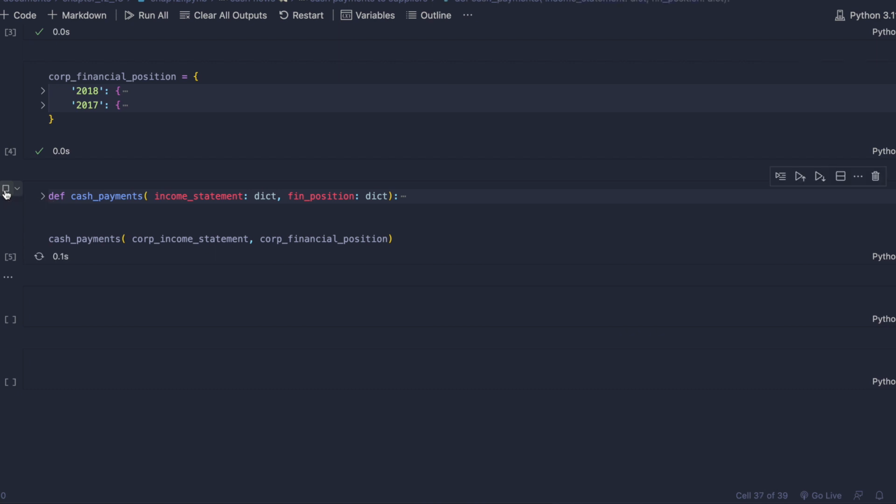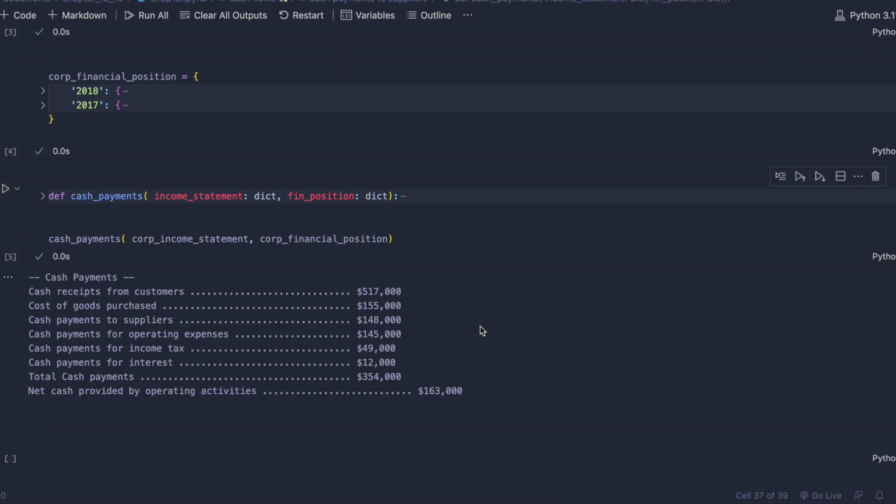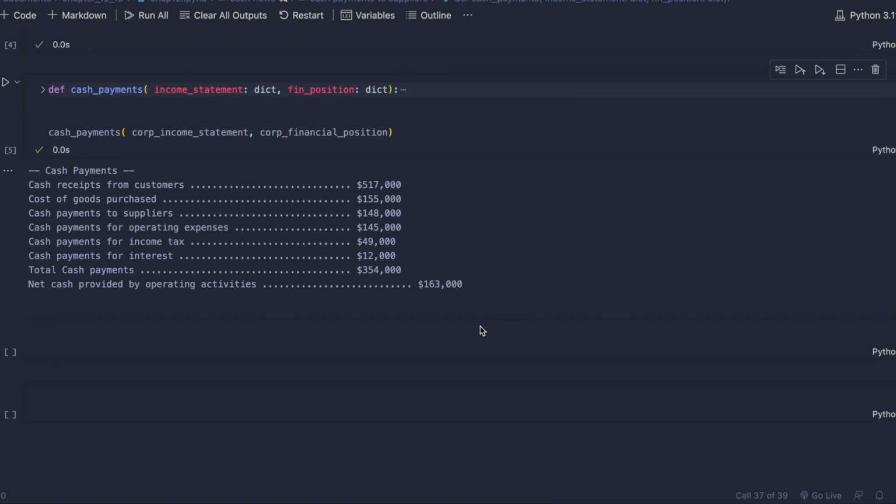Run the function. The output for cash payments is broken down from cash receipts from customers to total cash payments and net cash provided by operating activities. I will show you how to make this function now.